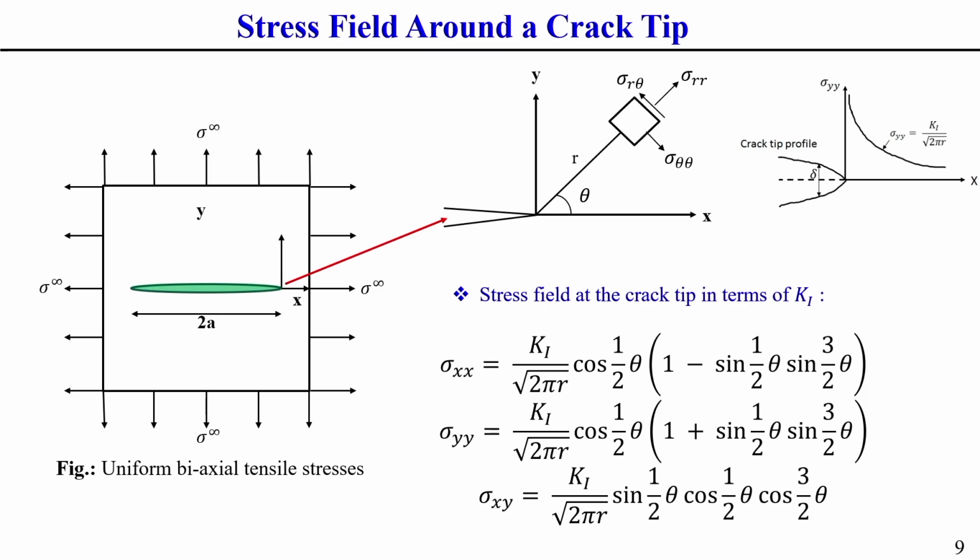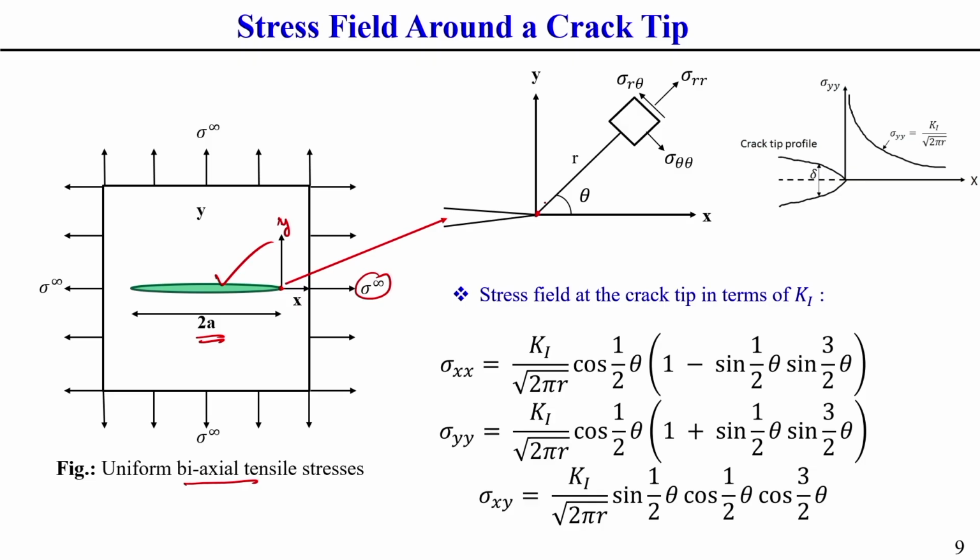Okay. So, let us consider this is a central crack of length 2a, and it is subjected to a far field stress sigma. Let us consider it is subjected to biaxial tensile stresses. If it is subjected to this, then at this crack tip, let us consider the axis system: this is x and this is y axis.